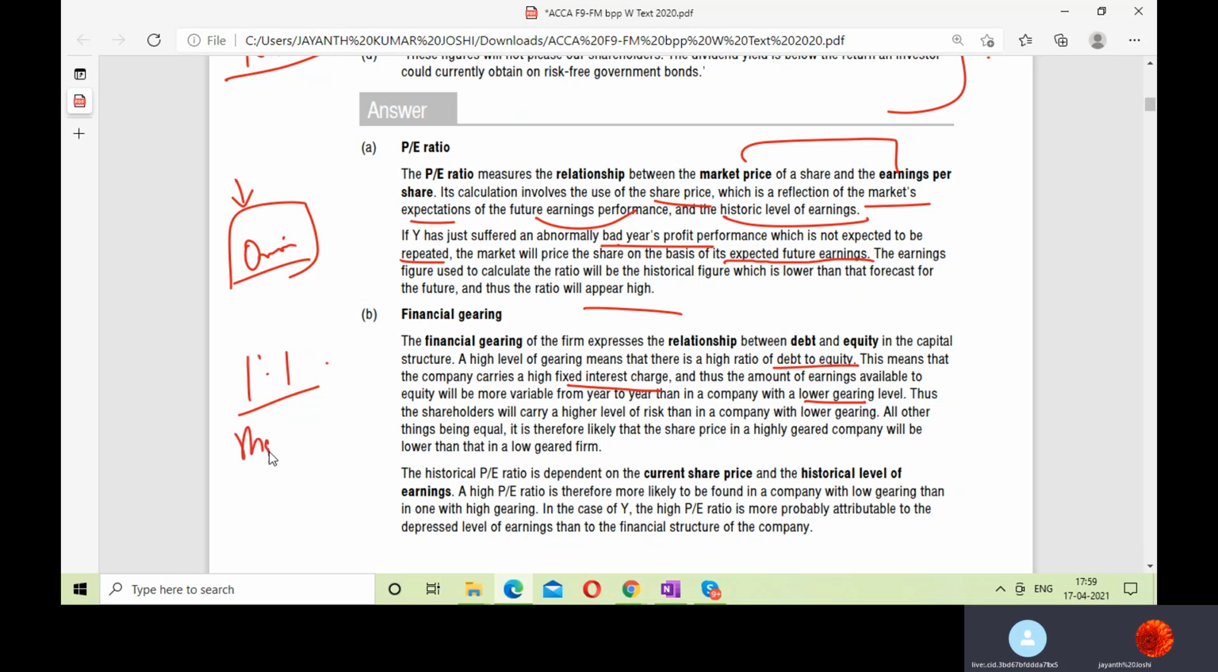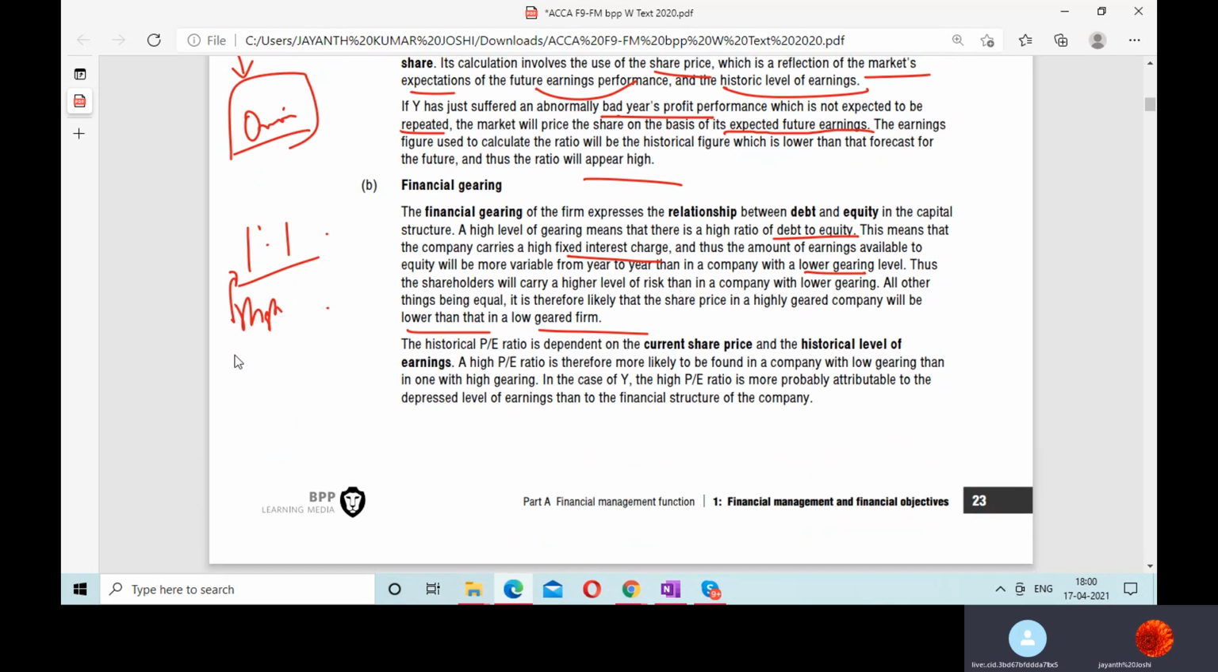So there is high risk in a highly geared company and less risk in a lowly geared company, and the shareholders will demand more returns in the highly geared company. All things being equal, it is therefore likely that the share price in a highly geared company will be lower than in a lowly geared firm. Why? Because people think it is more risky to invest in it. They are more debt ridden, they have high debts. So better to just keep some distance.